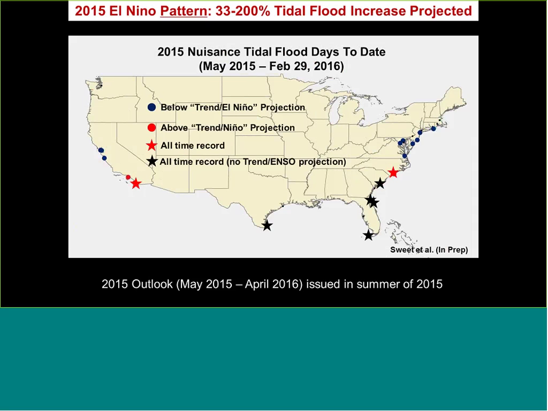The blue would be where we haven't broken the El Nino-based prediction yet, though at most of these areas we're very close, and I would imagine we will. The black stars, we broke all-time records, though there was no ENSO sensitivity historically characterized.